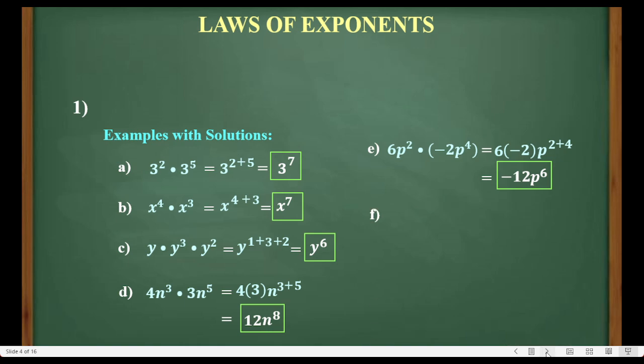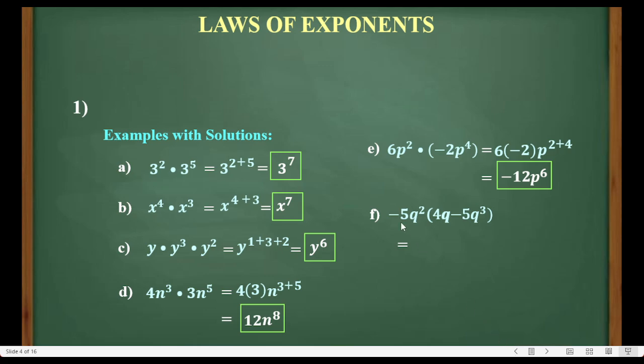Next, we go to letter F. How about this one? Multiplying a monomial by a binomial. Now, the expression inside the parentheses has two terms because they are separated by a minus sign. So what do we do? How do we simplify the expression in letter F? Okay, we do the distributive law.